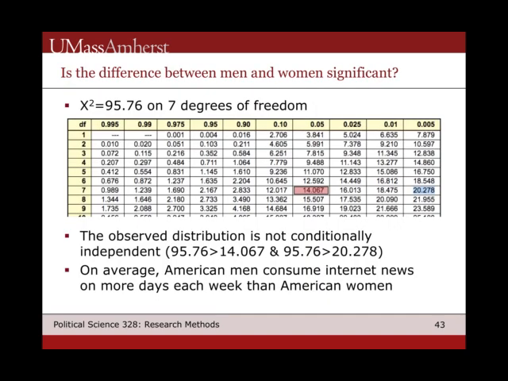You can go through and calculate that out and find that you have a chi-square of 95.76, with 7 degrees of freedom. Look it up in a chi-square table just as indicated and find out that it is well over not just the 0.05 but the 0.005, right? So this is very much the case that these are not conditionally independent. In other words, we believe that American men consume internet news on more days each week than American women. Again, because we've got this nice ratio variable, it's easier to conclude that.